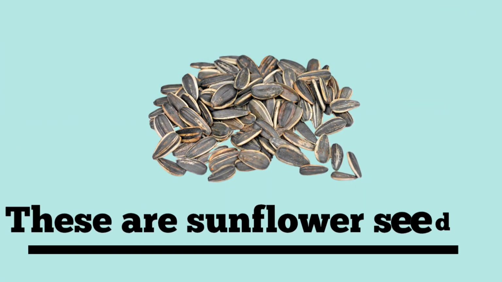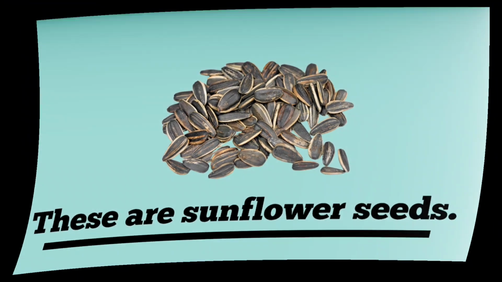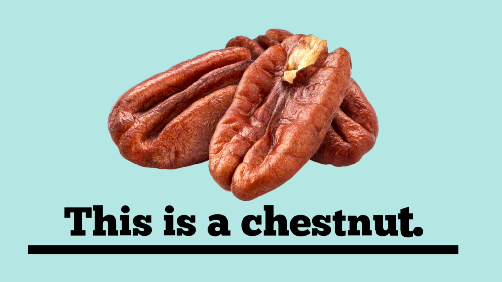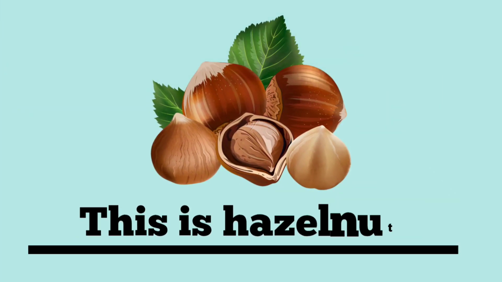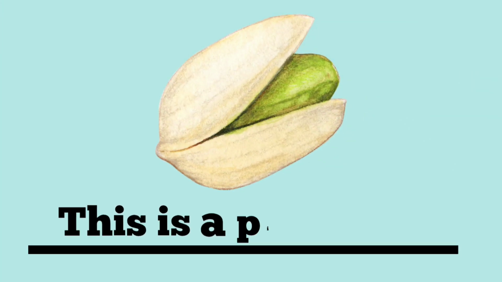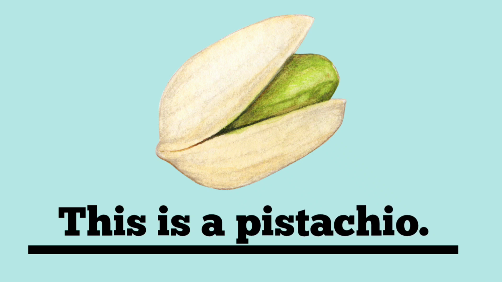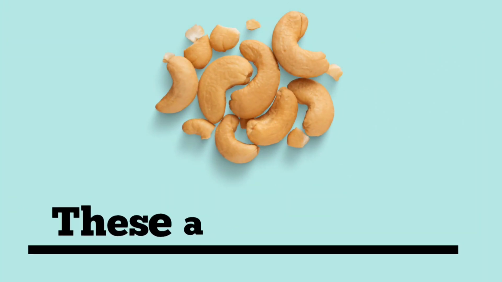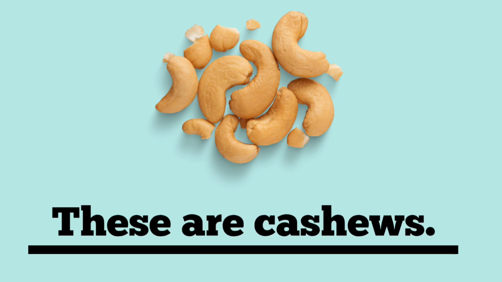These are sunflower seeds. This is a chestnut. This is hazelnut. This is a pistachio. These are cashews.